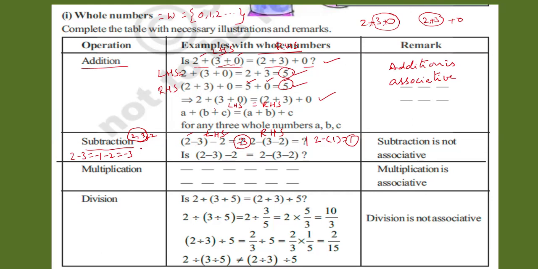In the right hand side part, we subtract second one and third one. After that, we subtract this value from first number. What are the result we identified? In both the cases, the result is not same. In the left hand side and the right hand side, the result is not same. Then we can say subtraction is not associative.